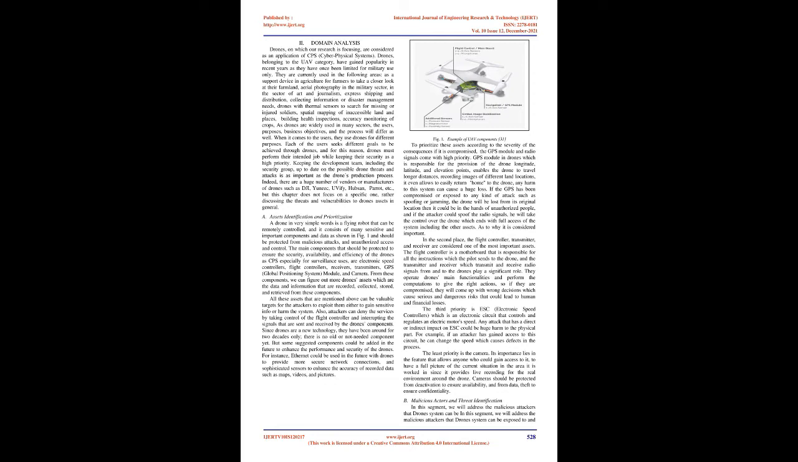The third priority is ESC, electronic speed controllers, which is an electronic circuit that controls and regulates an electric motor's speed. Any attack that has a direct or indirect impact on ESC could be huge harm to the physical part. For example, if an attacker has gained access to the circuit, he can change the speed, which causes defects in the process. The least priority is the camera.